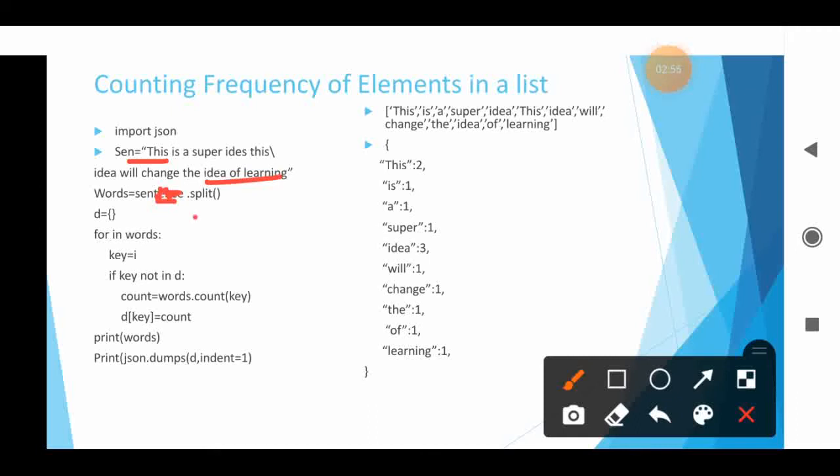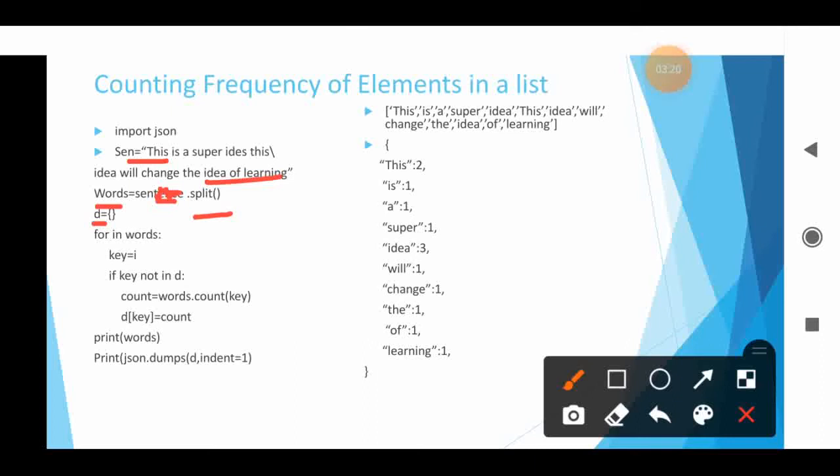What is the use of the split function? It will split the string. So what is in SEN? This is the idea. This idea will change the idea of learning. So that line will be split and stored in the variable words. The next, D equal to curly braces. That means it will create an empty dictionary in the variable D.